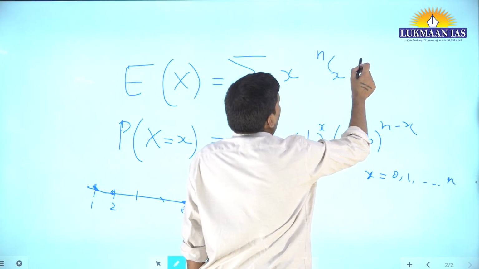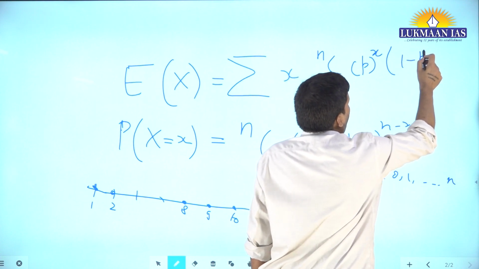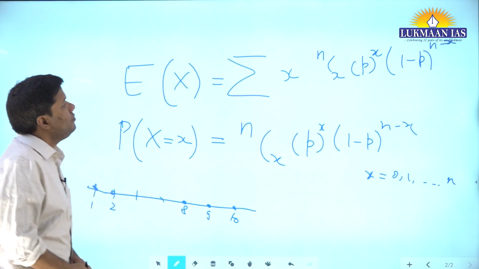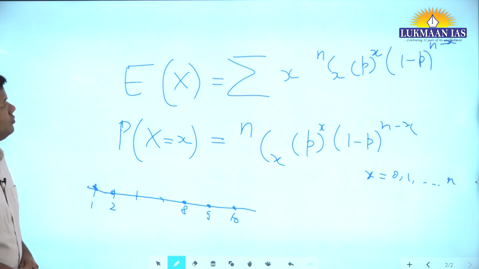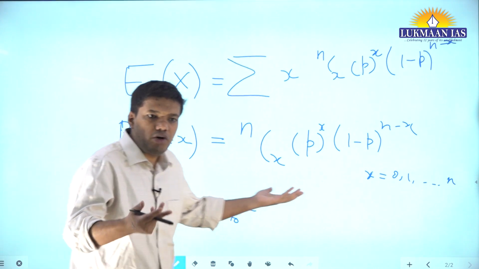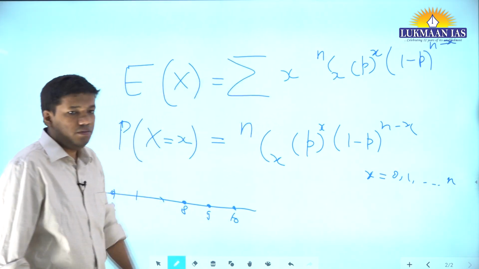nCx p to the power x into (1 minus p) to the power n minus x. Fine. Is it PDF or PMF? It's a discrete case. In the discrete case, what will you call it? PMF. Yes. In the continuous case, you will call it PDF. Any doubt here?